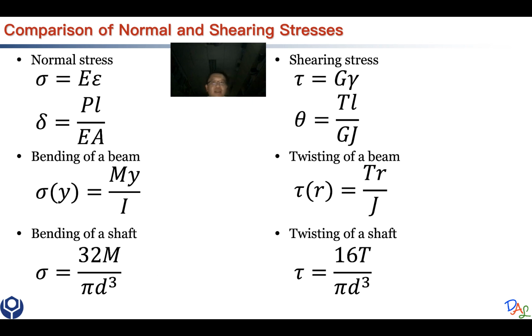Now, I did comparisons. I'm not going to repeat those, but they are good comparisons. They all have a very similar mathematical format, but different meanings, different directions, different types of force and stress. But the format of the equation looks pretty similar.